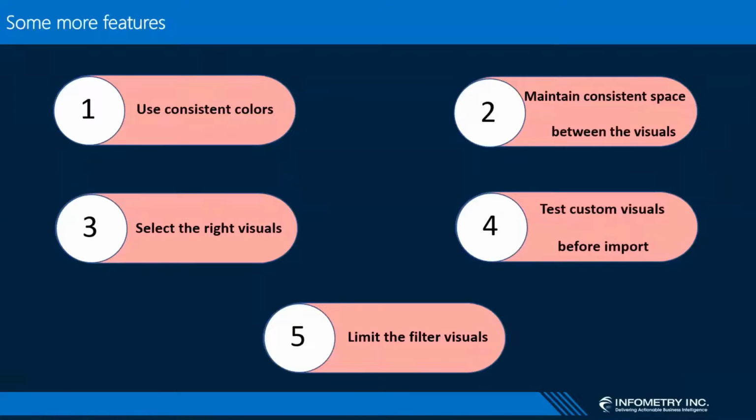Second point is maintain consistent space between the visuals. Try to maintain consistent space between the visuals. It will show all the visuals in proper alignment. We need to maintain the same space between the visuals in vertical and horizontal directions.